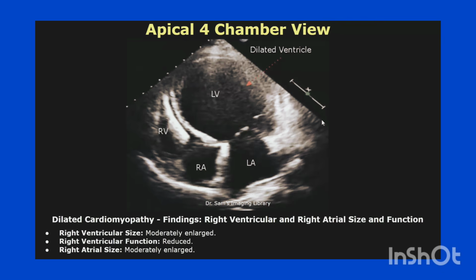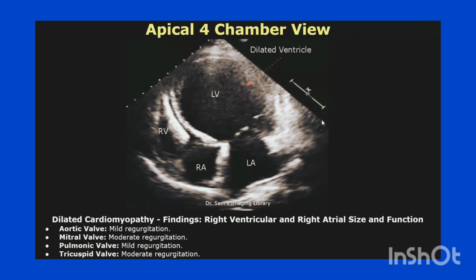The right ventricular size is moderately enlarged. Right ventricular function is reduced, and right atrial size is moderately enlarged as well. Aortic valve shows mild regurgitation. Mitral valve shows moderate regurgitation. Pulmonic valve shows mild regurgitation, and the tricuspid valve shows moderate regurgitation.